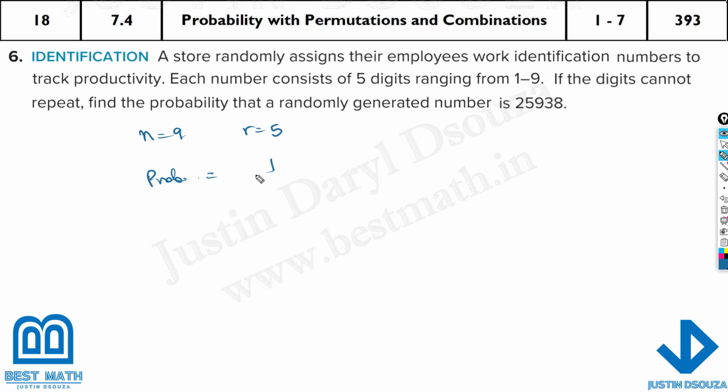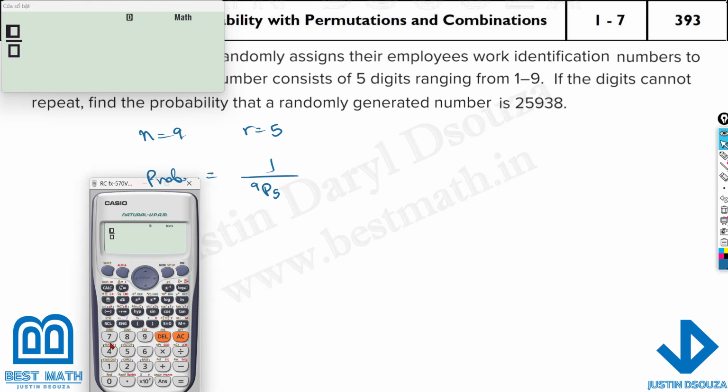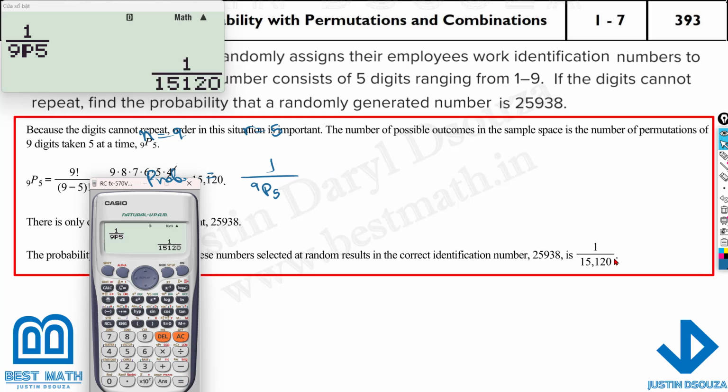So here the probability desired, we want this particular number. So it's 1 divided by, what is this? NPR. So you can write the formula and all. You need to write the given formula, then each step. Desired outcome 1, total possibilities 9P5. Let's put it in the calculator and check. 1 divided by 9P5. It's 1 by 15,120, and yes, that's the correct answer.